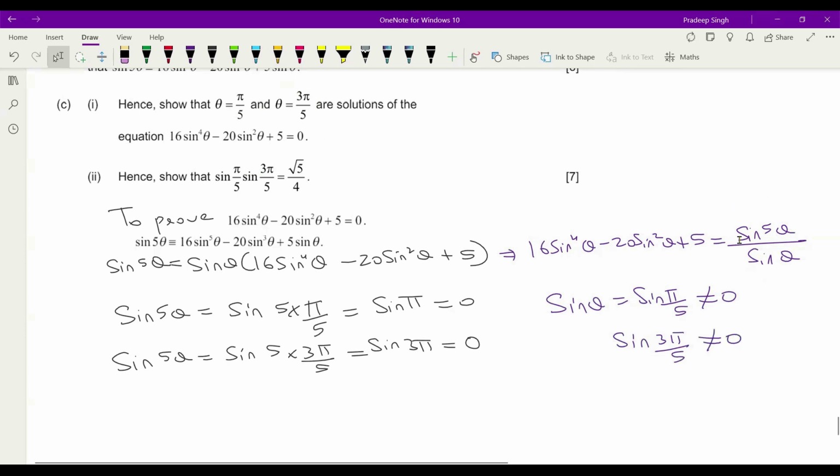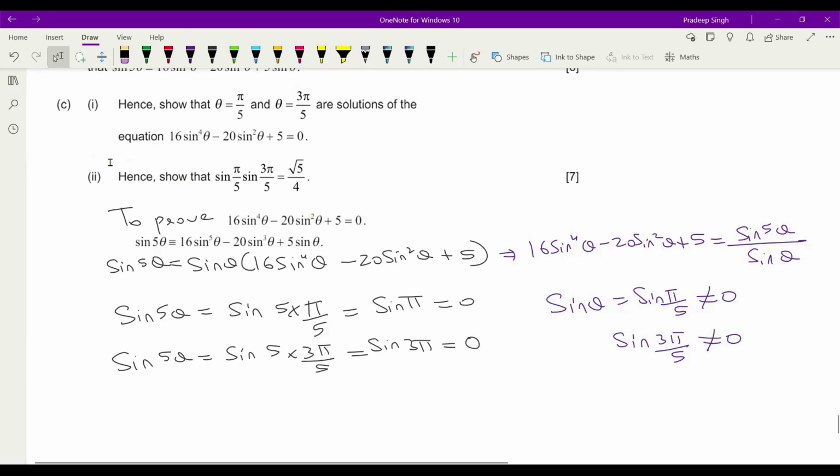Hence, we can say on the right-hand side, the numerator is equal to 0 and the denominator is not equal to 0. Hence, 0 upon something not 0 is 0 itself, which means this entire expression on the left-hand side will amount to 0, which we were supposed to prove. So this entire equation is equal to 0. And that's how we solve C1.